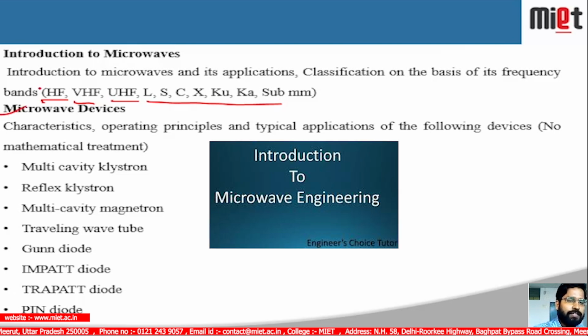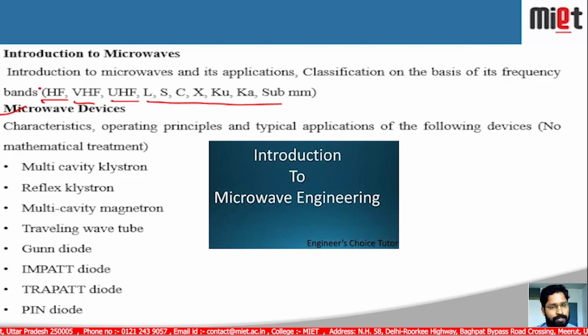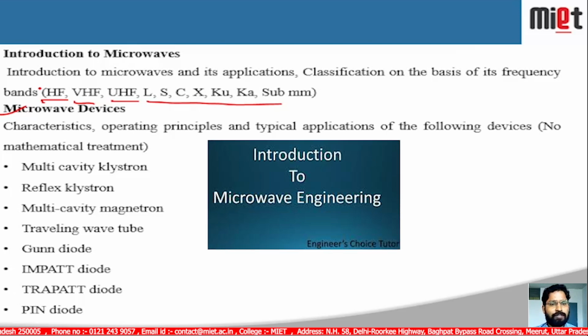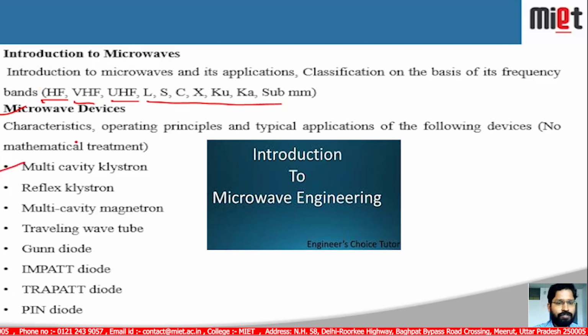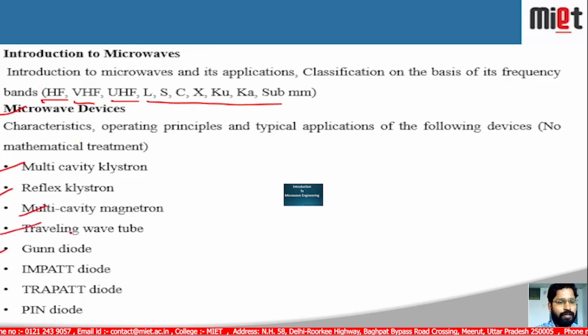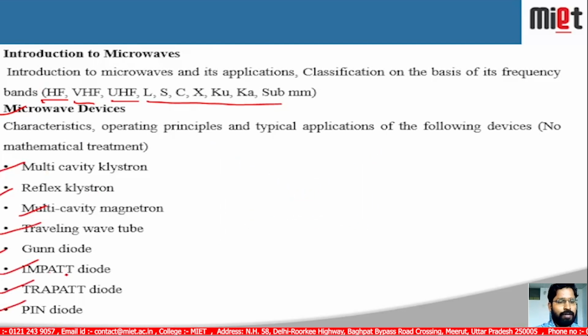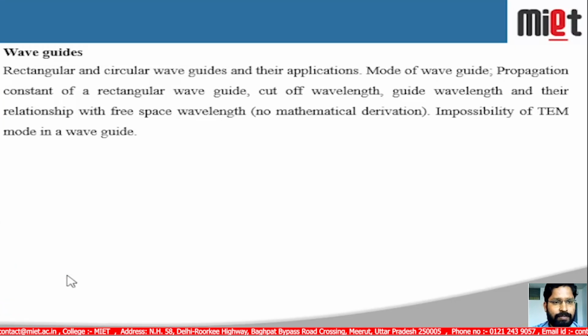And after that, we discuss microwave devices. There are different types of microwave devices used for different applications. Depending on the application, they include the microwave cavity klystron, reflex klystron, multi-cavity magnetron, traveling wave tube, Gunn diode, IMPATT diode, TRAPATT diode, and PIN diodes. These are the microwave devices for different applications, and when we discuss microwave devices, we discuss the different types of devices.